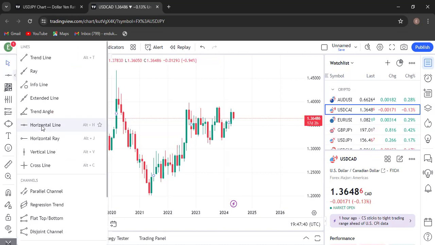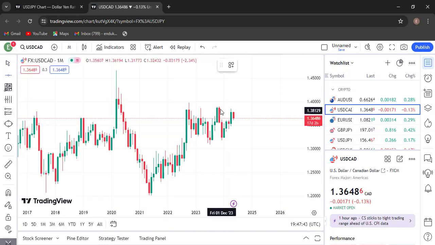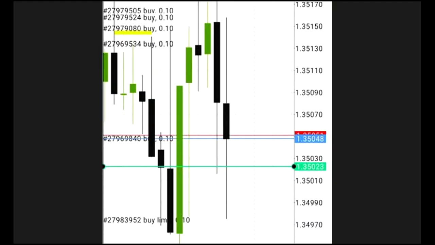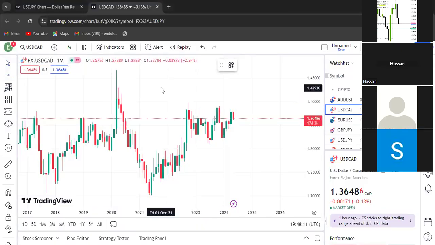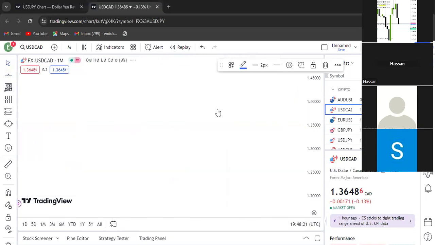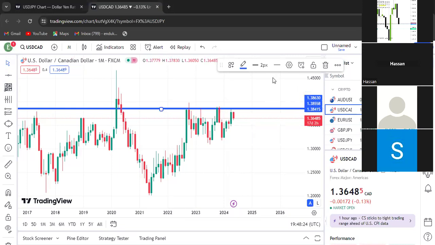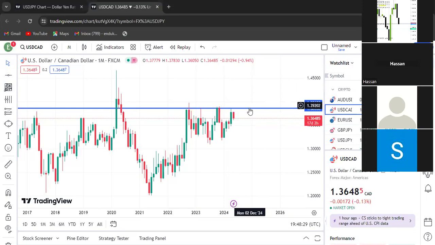Let me use a horizontal line here first. So you see that. It's just for me to place a resistance here. My network is actually bad this evening. So I don't know what's wrong with MTN. Okay, hope you can see it.